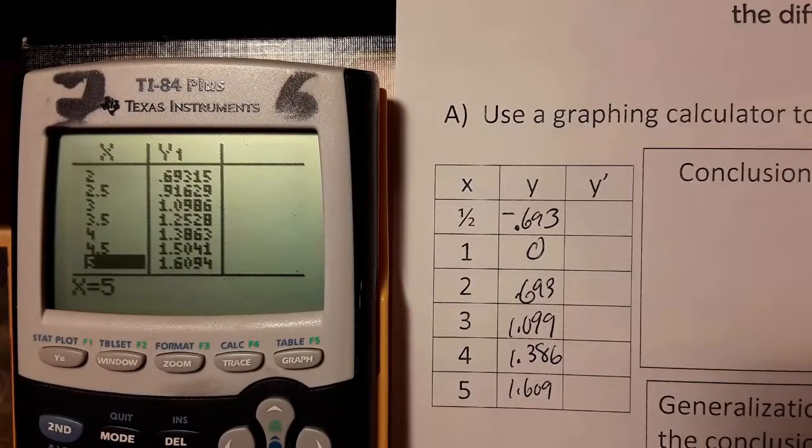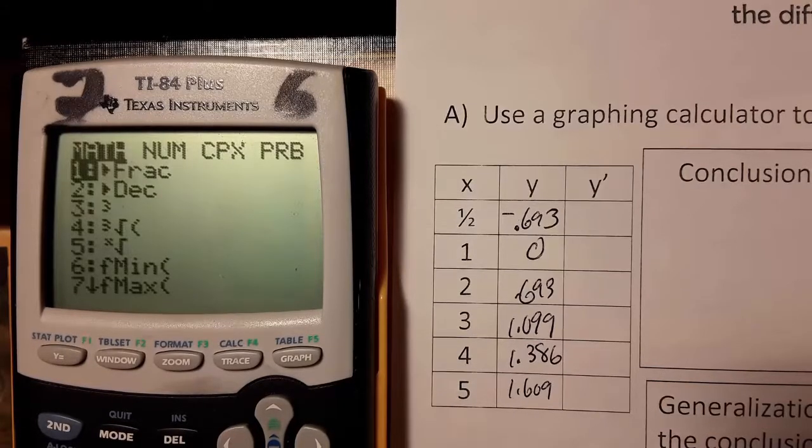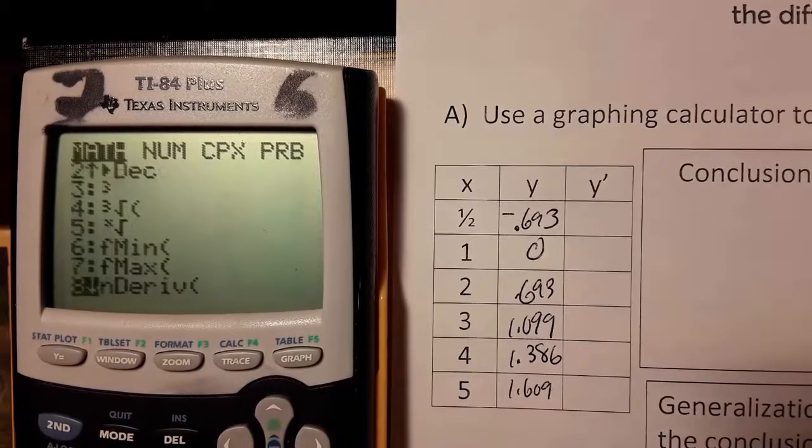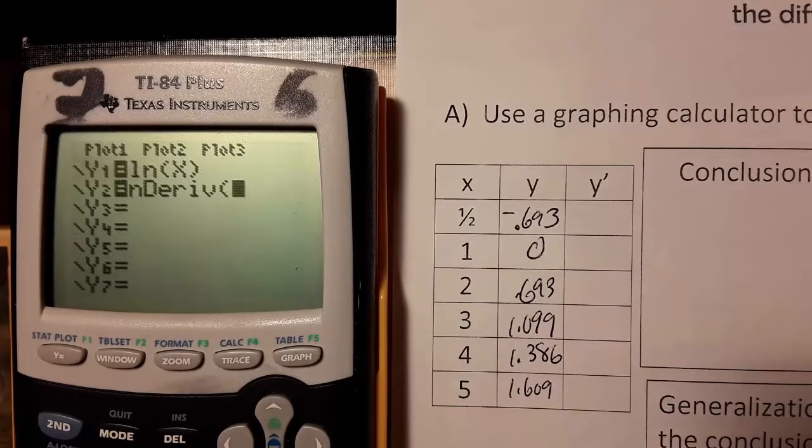The harder part, or at least the harder part to remember, is how do I go about getting the derivative values? So you go back to y equals. To get the derivative, I want to do, under math, go down until you get to the numeric derivative. And this function is usually designed for finding the numeric derivative at one specific x value. These calculators will not give you the functional derivative. But you can get a picture of the functional derivative. It just won't give you the equation for it.